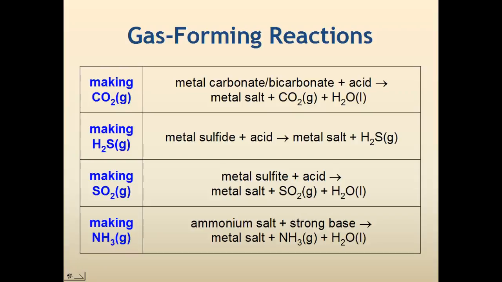And then finally, if you have a strong base with ammonium, ammonium, remember, is not one of the weak bases. It is a little bit different. It actually has acidic properties, and when it gives away one of its protons to the base, it leaves behind ammonia and water, and then the cation of the base and the anion of the ammonium salt will make a metallic salt. So we're going to go through one example with each of these.